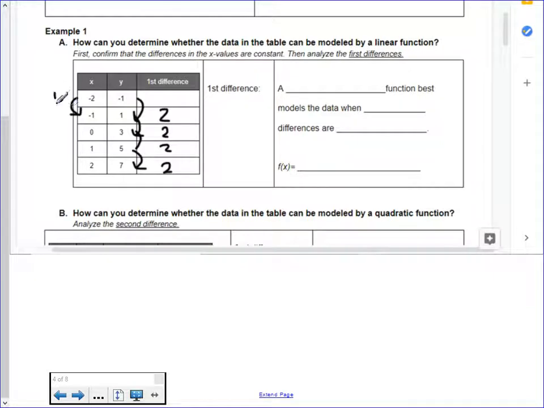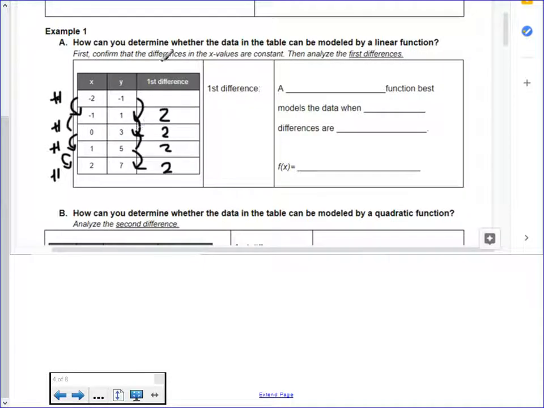This is the same. You're adding 1 every time. This one, you're adding 1. This one, you're adding 1. And this one, you're adding 1. So for your x values, they're all going up by 1, and your y values are all going up by 2.